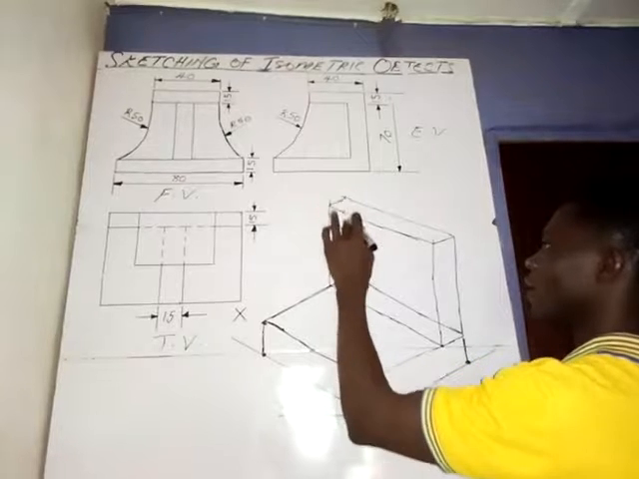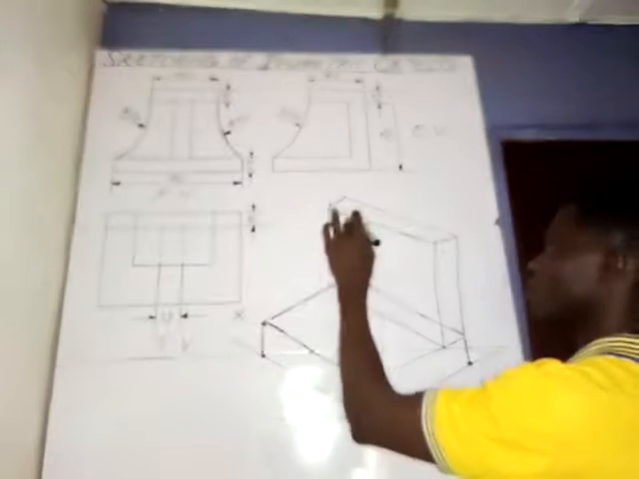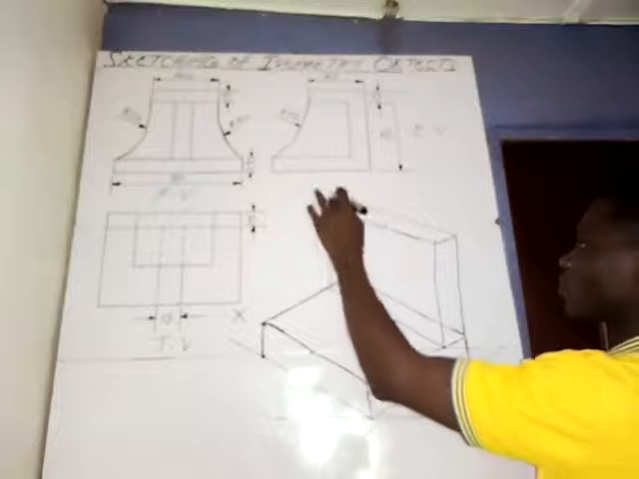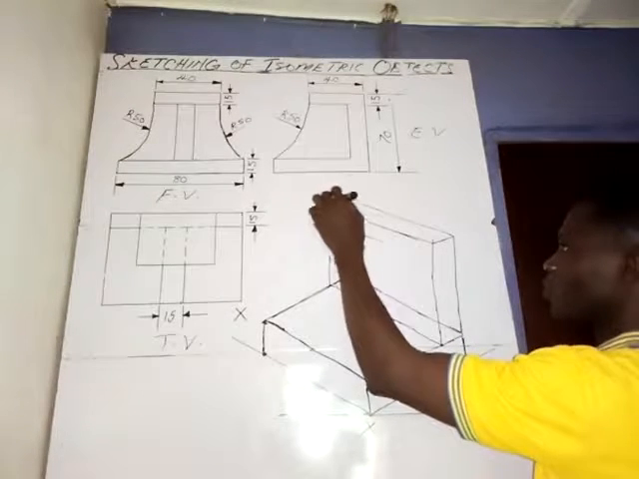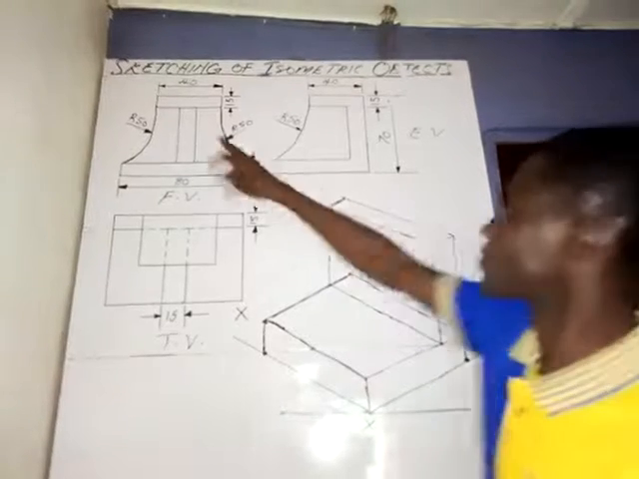Alright, by joining this together, I need to remove this. This is not to be shown, so I need to remove this. Okay, this is not to be shown. So we want to form this shape.